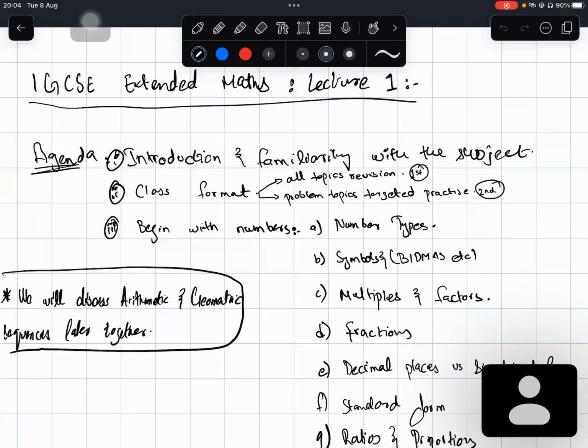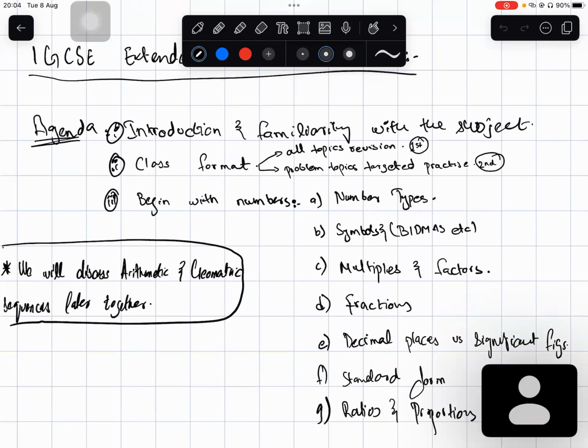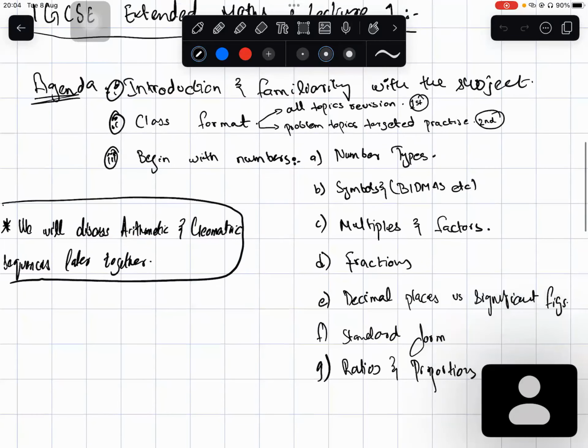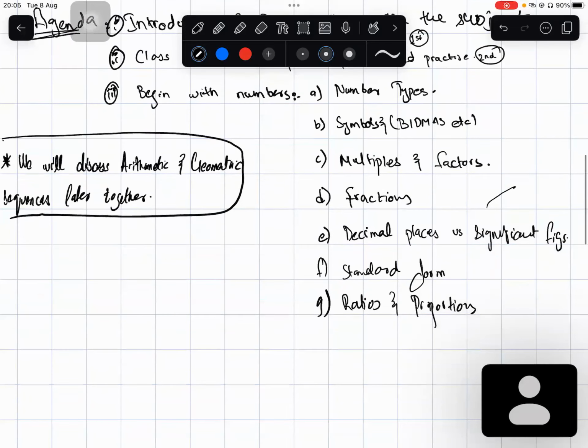Okay. So these were the topics which I thought we'll be discussing in today's class. We'll start with obviously the first chapter, which is around numbers. We'll talk about some number types. It's good to know how you would differentiate between a rational number or an irrational number, or what is an integer or whole number, etc. Then we'll get into symbols and the rules, the BODMAS rule. Then we'll talk about multiples and factors. Then fractions. Then decimal places and significant figures. Then standard form. And lastly, we'll get to ratios and proportions.